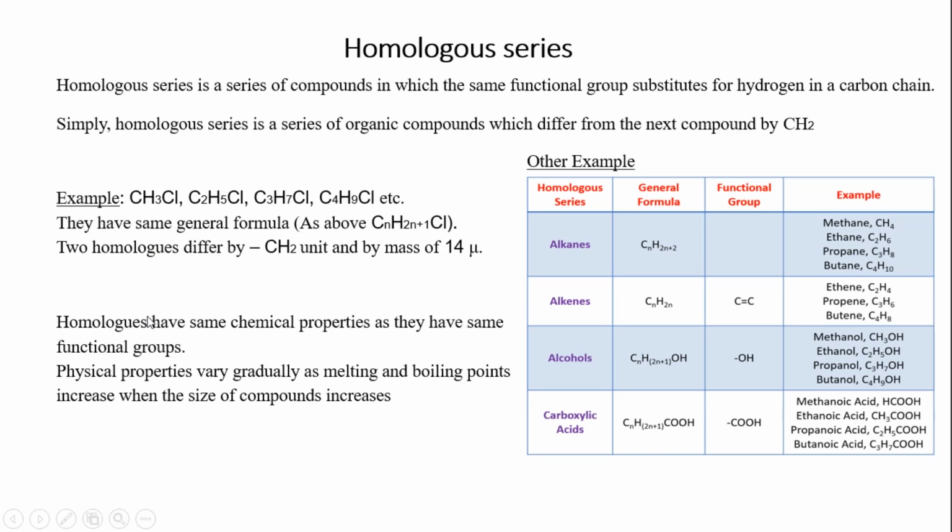Now homologous compounds have the same chemical properties as they have the same functional group. I have already explained that if a compound is getting substituted by a particular functional group, then the chemical properties of whatever the functional group is having, the resulting hydrocarbon will get the same property as that of the functional group that is attached to it.